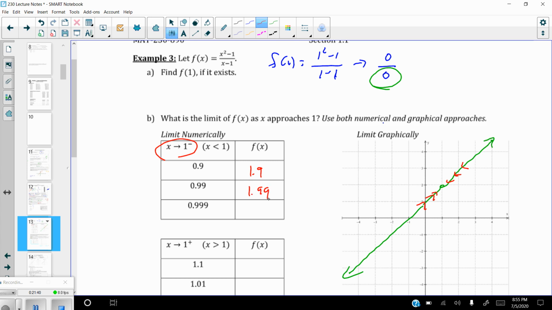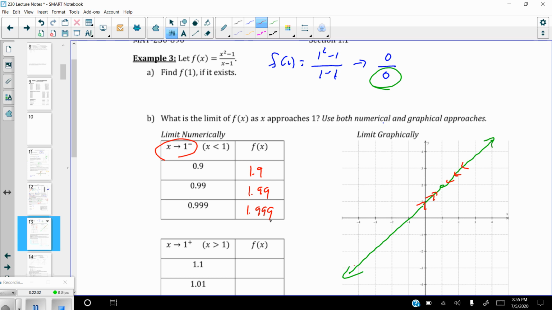If you plug 0.99 into your calculator, I'm getting 1.99. And then you might be able to guess, if I plug in 0.999, that's even closer to 1 now. I get 1.999. It looks like we're getting really close to 2. The more 9s I add after the decimal place, the closer and closer we're going to get to x equals 1, and it's going to get even closer and closer to 2.